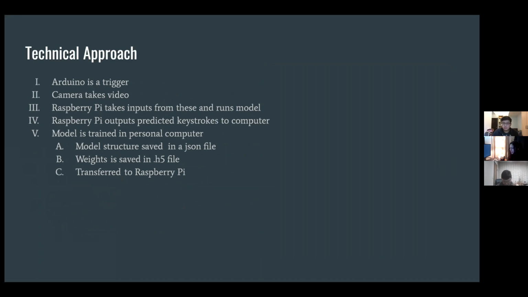For our technical approach, we have an Arduino, which is a trigger, and we have a camera that takes in video feed, and the Raspberry Pi takes these two inputs and runs the model. The Raspberry Pi outputs predicted keystrokes to the computer, our laptop, and the model is trained in our personal computer. We then have to save the structure of the model in a JSON file, the weights in a .h5 file, and then we transfer that to the Raspberry Pi.